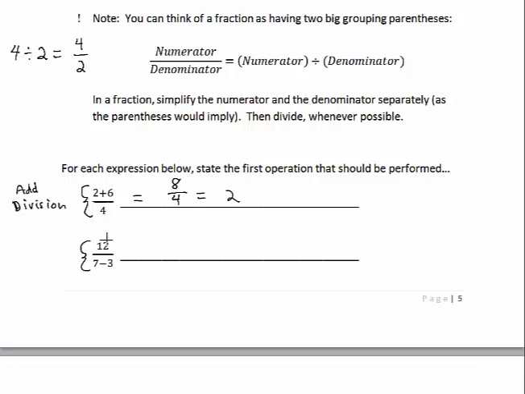Another instance of a large fraction bar. This is division because we have the large fraction bar, and subtraction because we have 7 minus 3 on the bottom. We do subtraction first. 7 minus 3 is 4. Carry the 12 over to the top, just copy it over, and now we perform the division last. 12 divided by 4 is 3.